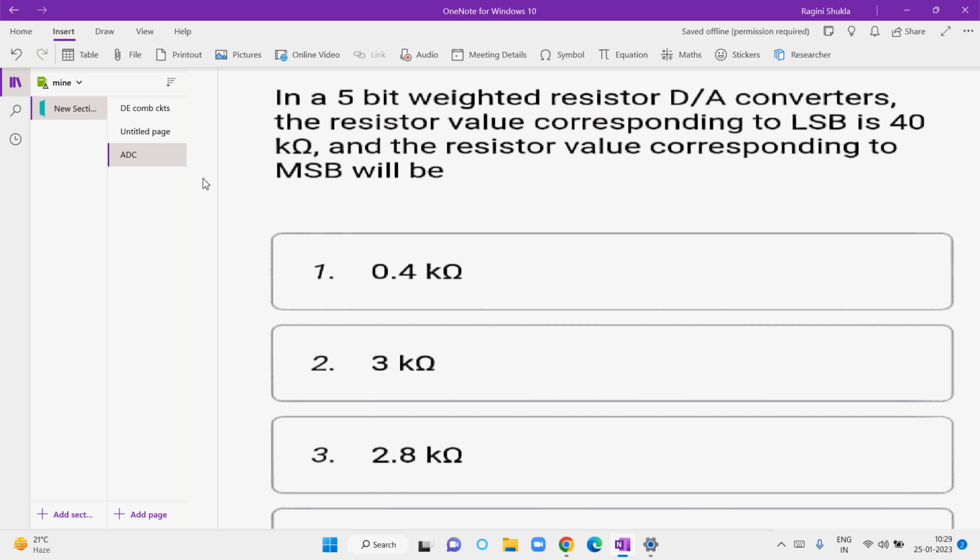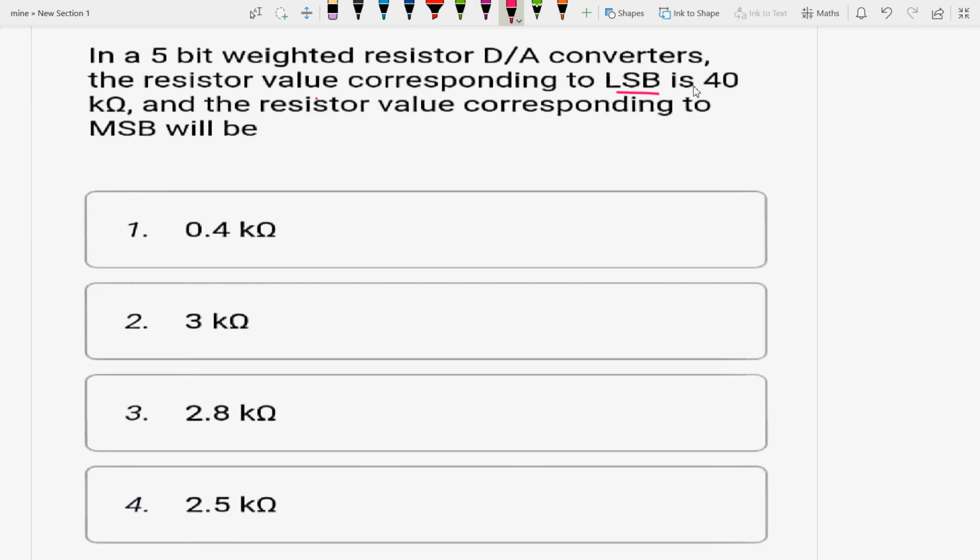Let's do the remaining questions of ADC. In a 5-bit weighted resistor DAC converter, the resistor value corresponding to the LSB, least significant bit, is 40 kilo ohms, and the resistor value corresponding to the MSB will be?